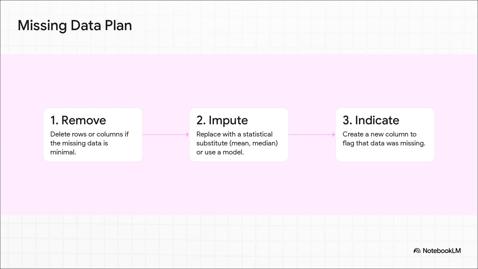Option 2, impute. This means you fill in the gaps, maybe with the mean or even a simple model's prediction. This keeps your data, but it might artificially shrink its variance. Then there's option 3, indicate. You actually add a new column that just flags whether the data was originally missing. This is cool because it lets your model decide if the fact that the data was missing is a predictive signal in itself. Picking the right path here, that's a core engineering decision.